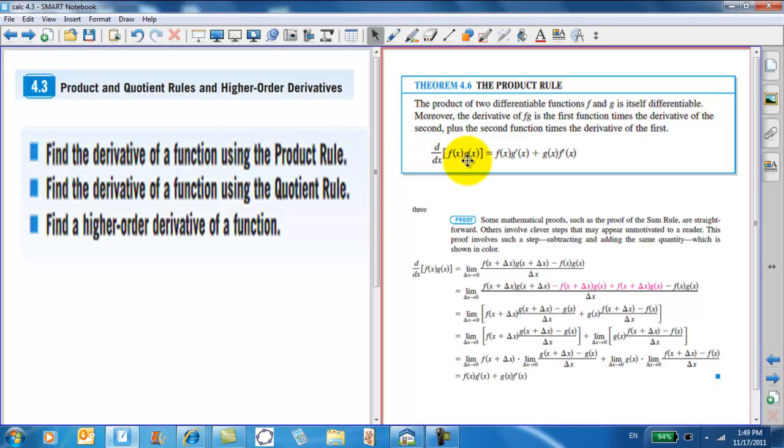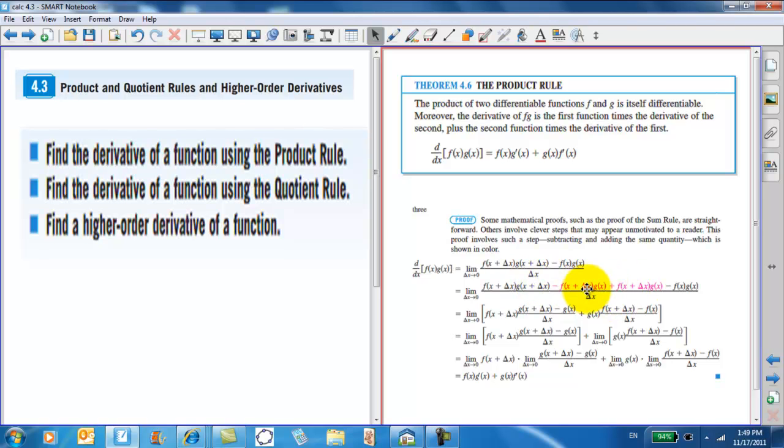Notice you're taking the derivative of a product, two functions. You don't just take the derivative of each. You leave one function alone, take the derivative of the other, then leave the other function alone and take the derivative of the first. Here's a proof. It's kind of a tricky proof. I'm not going to hold you responsible for the proof. I just wanted you aware of it.